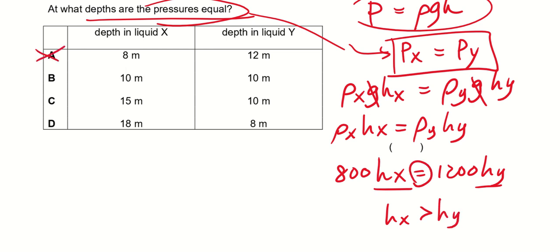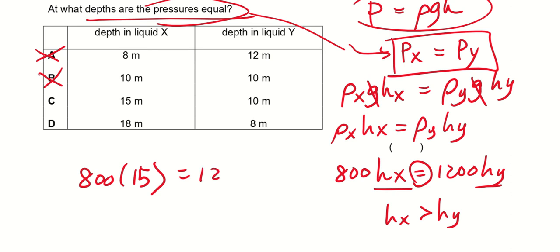That means A is out because Hx is smaller than Hy. Similarly, B is out as well. They cannot be equal. So it's either C or D. So now I just need to substitute. Maybe I try my luck for C. I sub in 15 meters for Hx. And what do I get? 800 times 15.